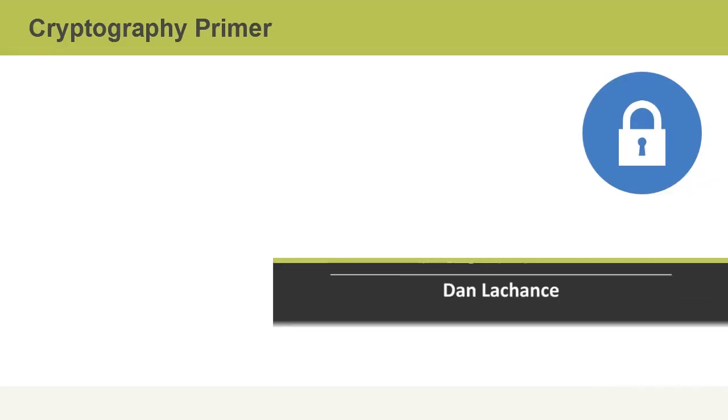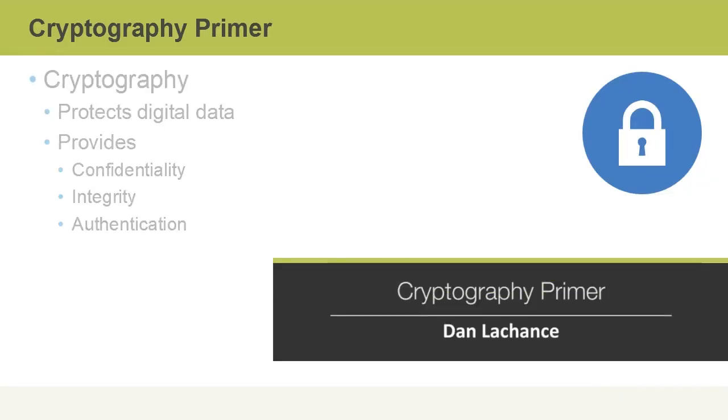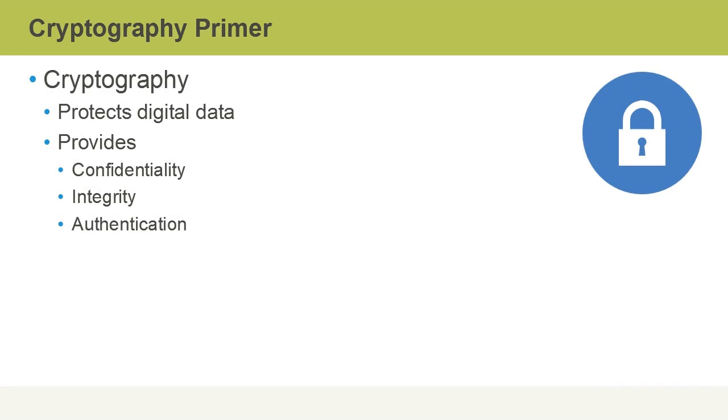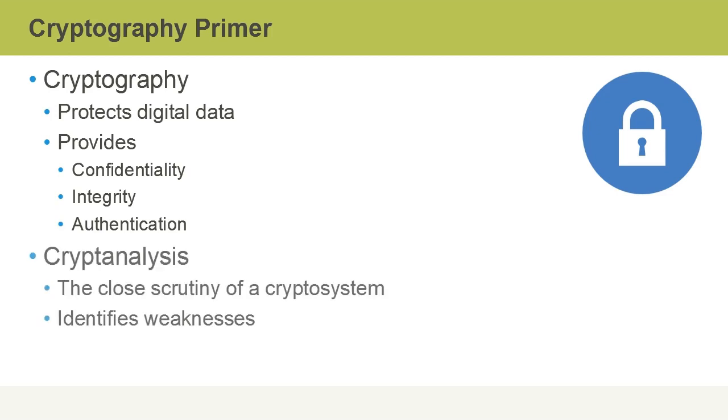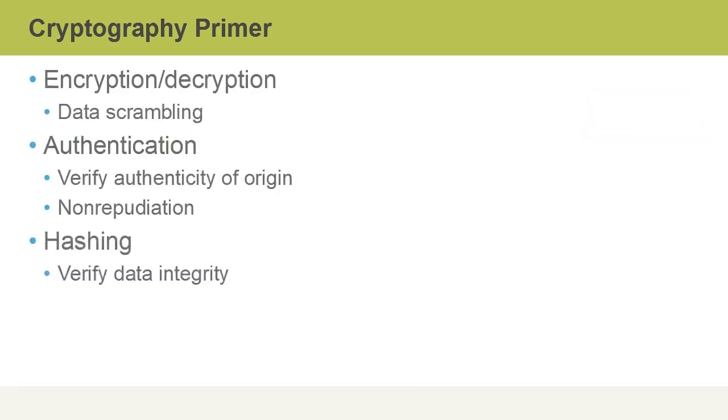In this video, I'll talk about cryptography. Cryptography protects digital data. It provides confidentiality, integrity, and authentication. Cryptanalysis, on the other hand, is the close scrutiny of a crypto system to identify weaknesses within it. Encryption and decryption of data is essentially data scrambling to prevent access to data from unauthorized users.